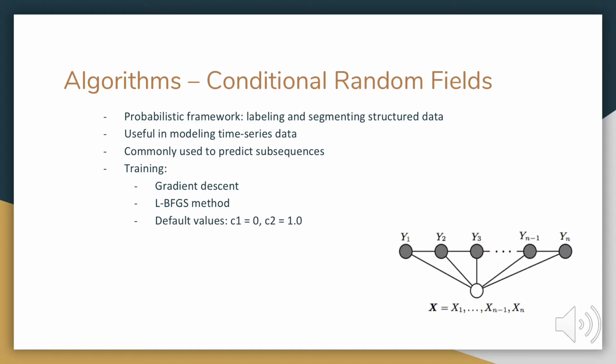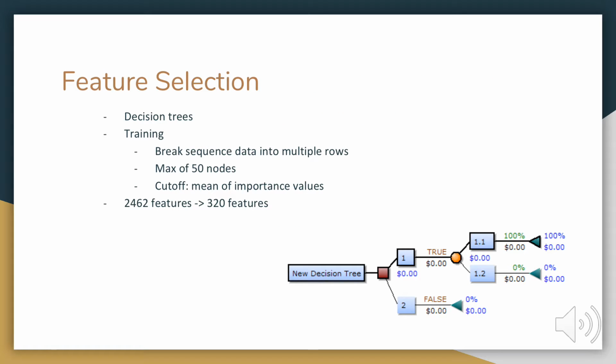CRF is a probabilistic framework for labeling and segmenting structured data such as sequences. Usually, CRF is used to predict subsequences, but we adapted it to predict mortality. We trained the CRF with gradient descent using the LBFGS method, using default values for C1 equal to 0 and C2 equal to 1. We used decision trees for feature selection. The tree was trained with a max of 50 nodes, and an importance score for each feature was extracted from the model. We selected all the features with importance value greater than the mean of all importance values, reducing features from 2,462 to 320.